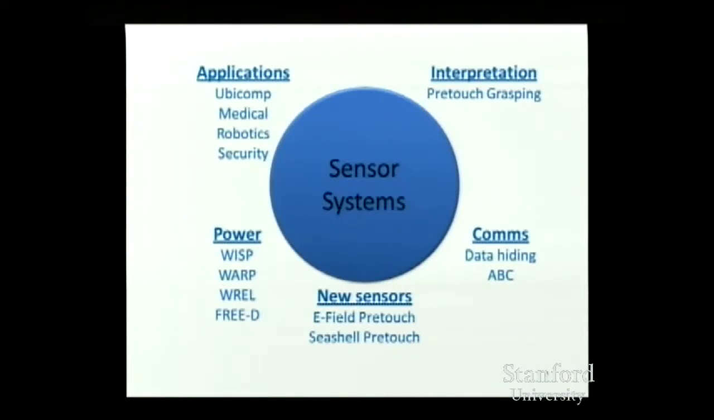Now before I get into the meat of the talk, I'll just give you a little overview of my group. I call the group Sensor Systems, and from the name you might think that that's all about inventing new sensors, and we do some of that, which is what I have labeled down here at the bottom, but we're also interested in all the other things that you need to take an isolated sensor and turn it into a usable system.